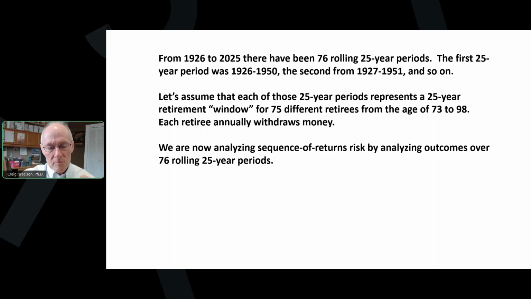Okay, so all of that said, what we're really doing is we're analyzing sequence of returns risk, because sequence of returns risk is a unique risk that is experienced primarily when we are taking money out of a portfolio. That's when sequence of returns risk is most pronounced. And that's essentially the retirement scenario.